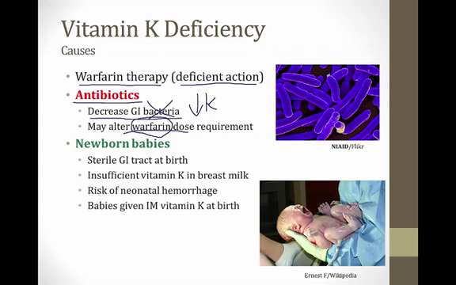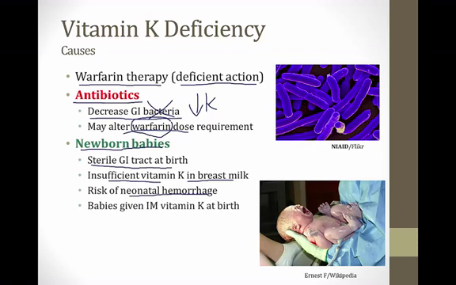Another clinical scenario where vitamin K deficiency may occur is among newborn babies, and that's because their GI tract is sterile at birth, so they're not going to get vitamin K from their GI bacteria. In addition, there's not a lot of vitamin K in breast milk, so there is a risk among newborn babies of dangerous neonatal hemorrhage if they don't get enough vitamin K from some other source.